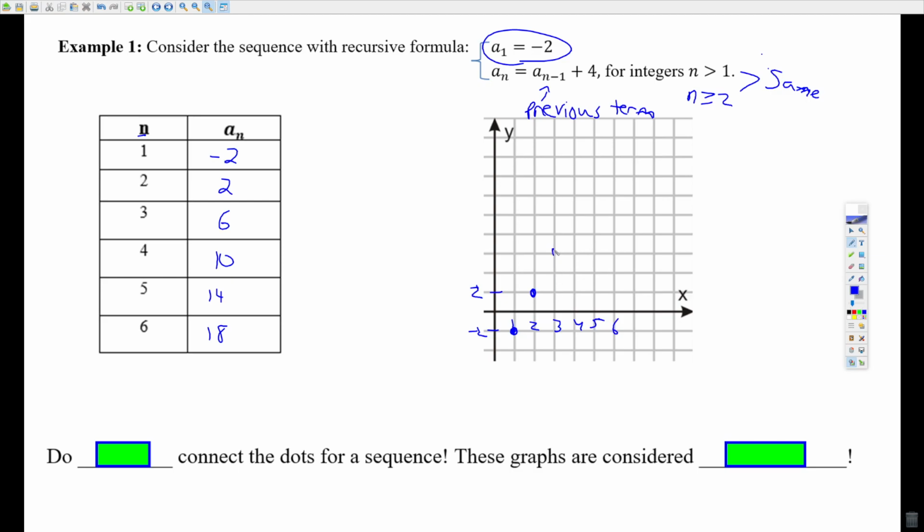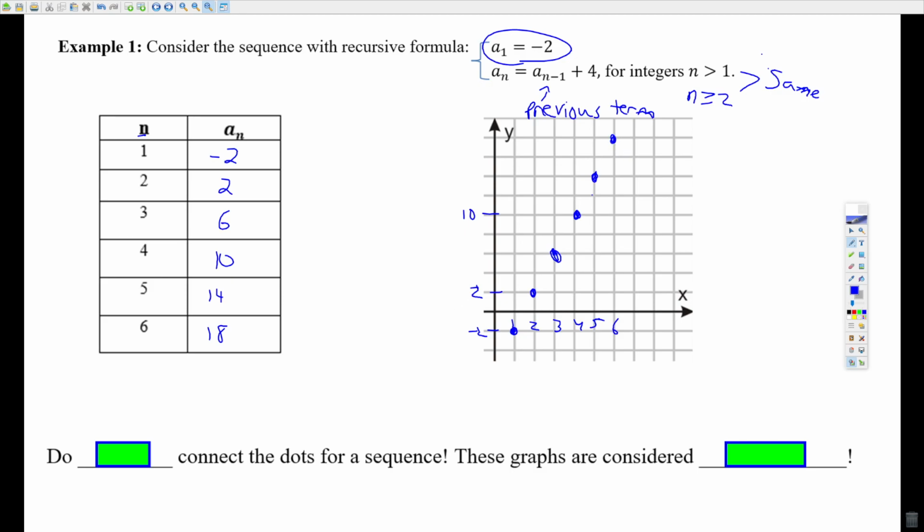2, 4, 6 here. At 4, it's 10. So 2, 4, 6, 8. Here's 10. And at 5, it would be 14. 12, 14. And at 6, it's 18. Which should be right. It's near the top.